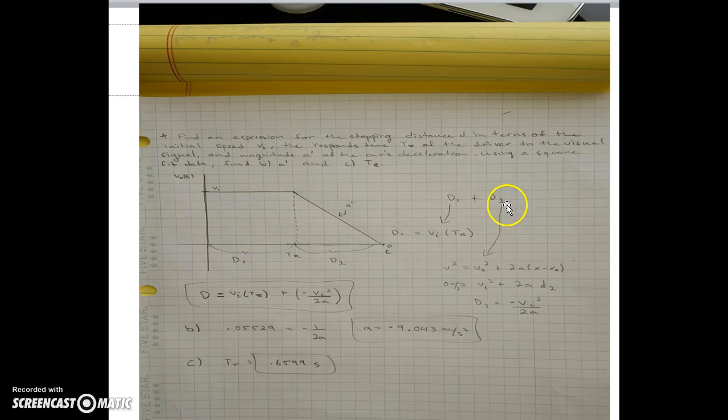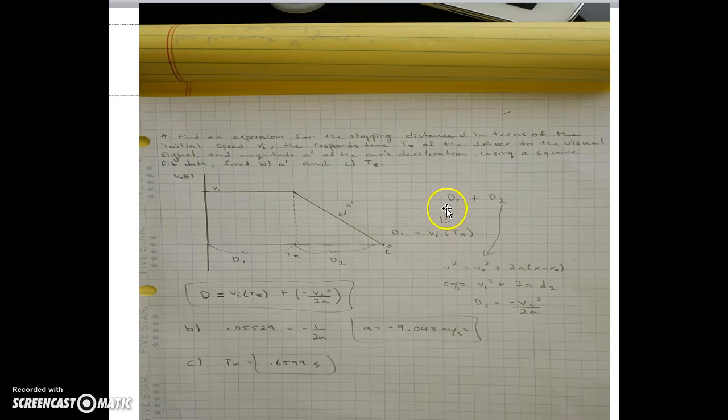Distance 1 is vi times tr. And for distance 2, which is from tr to where it stops, I use the third kinematics equation, v squared equals v naught squared plus 2 times the acceleration times the displacement, which is d2. Setting this point as 0 to this point, which is d2, the displacement.